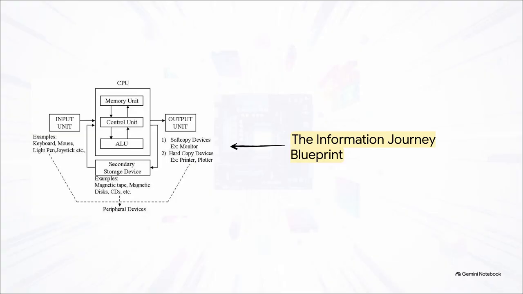Now, take a look at this blueprint. This is the information journey. Notice the flow here. It starts on the input side, feeds straight into the CPU, which, by the way, houses your memory, control, and ALU units, and then flows right out to the output side. You've also got that secondary storage acting as a backup loop right at the bottom. We are going to trace this exact path step by step.